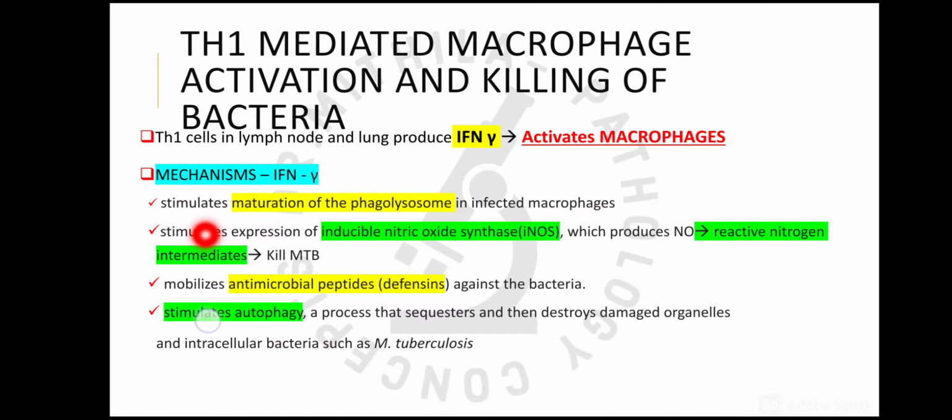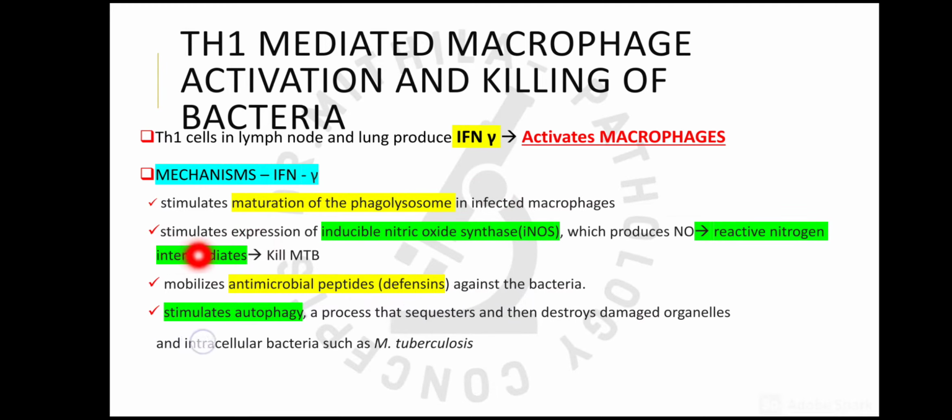There are 4 mechanisms. First is, now we know that in the early phase phagolysosome was not formed, but now with interferon gamma there will be maturation of phagolysosome within the infected macrophages, and this phagolysosome will lead to the intracellular killing of that bacteria.